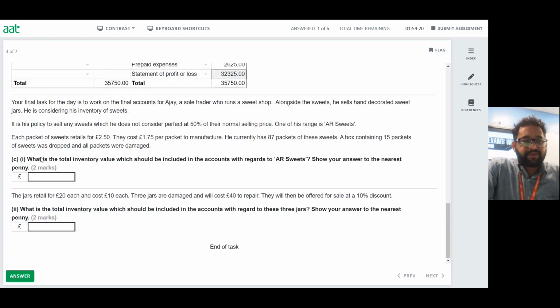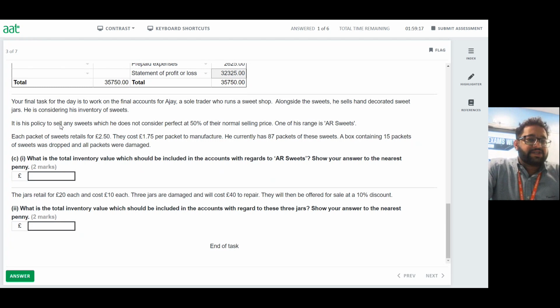Next one is your final task of the day, to work on the final accounts for Ajay, a sole trader who runs a sweet shop. I almost said a sweatshop. A sweet shop. Alongside the sweets, he sells hand-decorated sweet jars. He is considering his inventory for sweets. Now, it is his policy to sell any sweets which he does not consider to be perfect at 50% of their normal selling price.